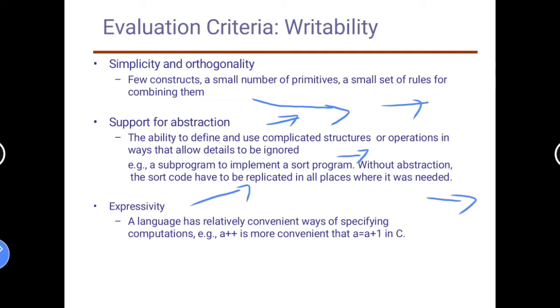For example, A++ is more convenient than A equal to A plus 1 in C. This basically means that whenever you need to write a specific statement or condition, it shows how you are able to express them. Just like here, A++ means you are increasing A by 1, or you are writing A equal to A plus 1. So instead of this one statement, you can write it as A++.